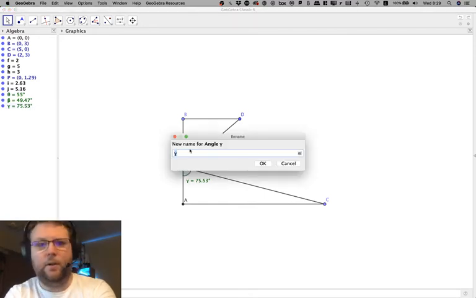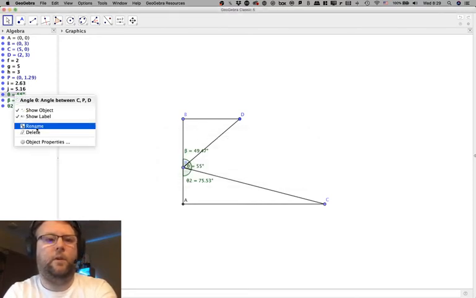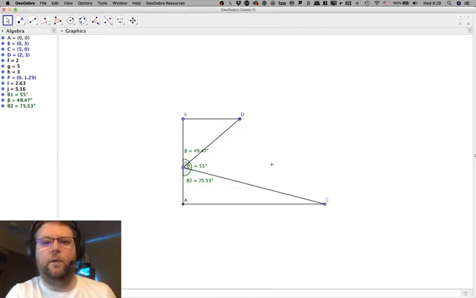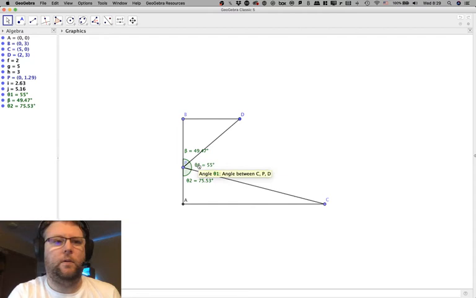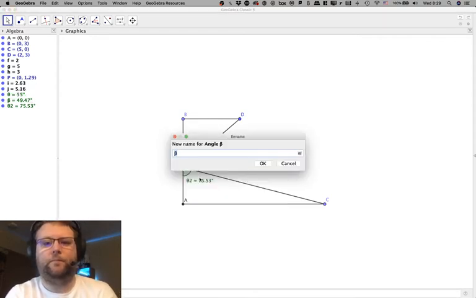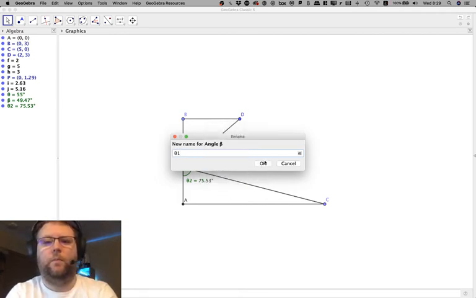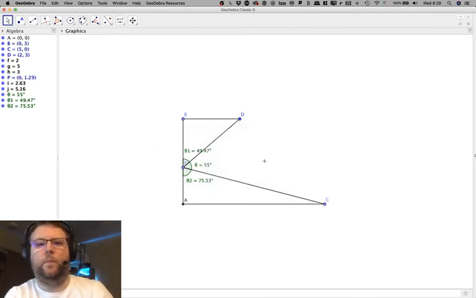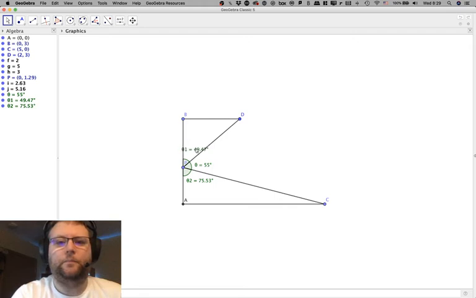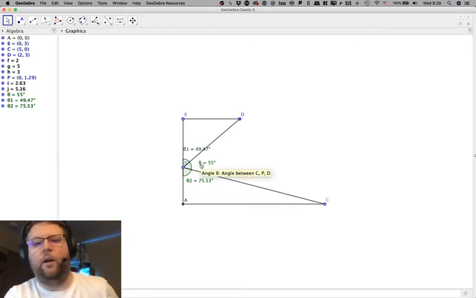And I called this one theta 2, this one theta 1. Oops, no, I'm sorry. That one should have been theta. And then this one was theta 1. Okay. So, got the three angles there.